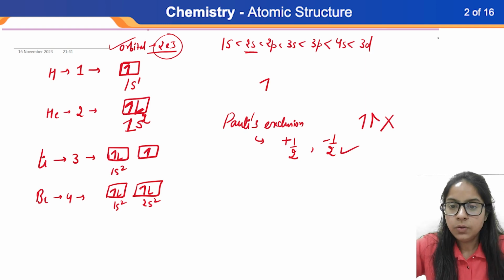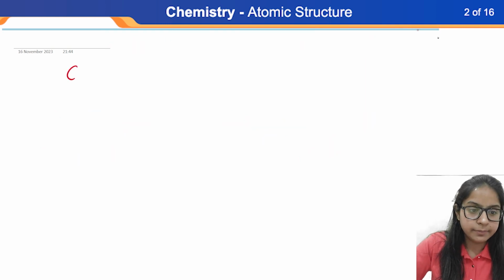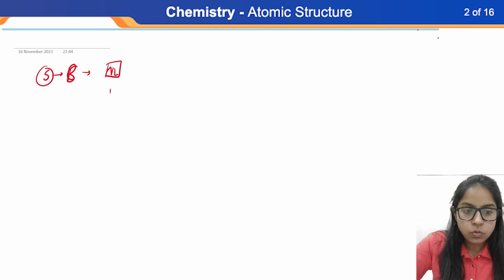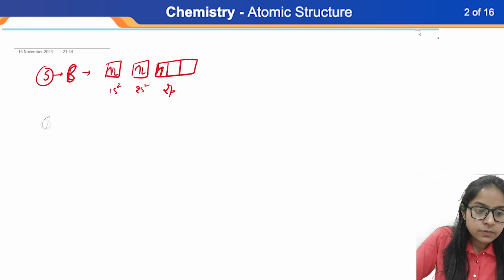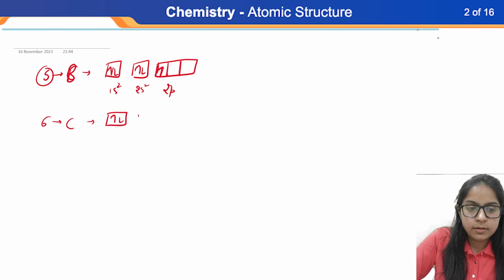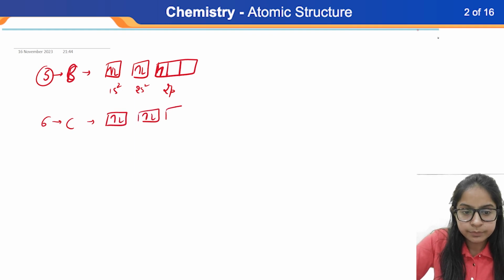Okay, now the next one is carbon, sorry, boron. Boron has atomic number 5. Now 1s2, after that 2s2, now 2p. I told you that p has 3 orbitals, 2p1. Now the next one is carbon. Now this is an easy one, but here one new rule is there.